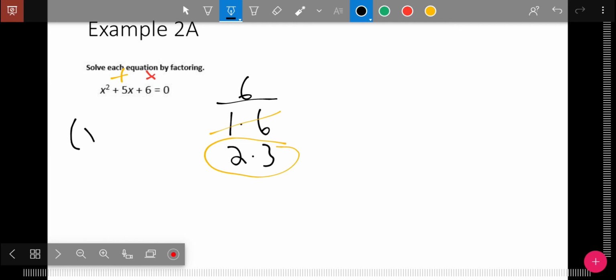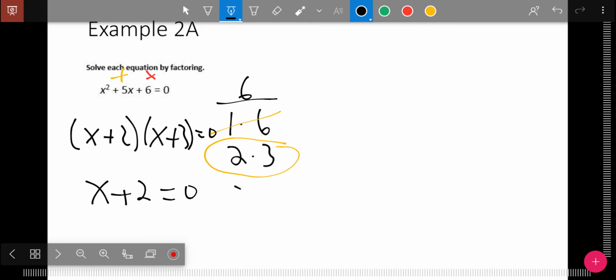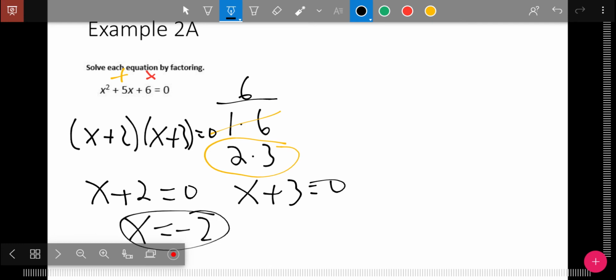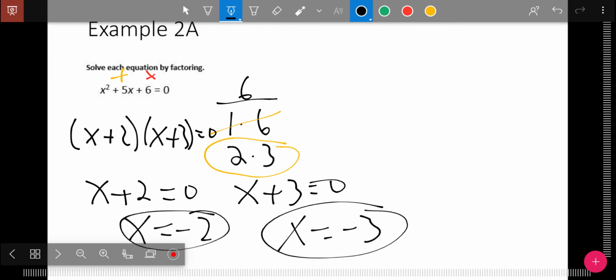And so my factored form here would be x plus 2, x plus 3 still equals 0. Again, now that I have it factored, I set each part equal to 0. And I get my two answers, negative 2 and negative 3, after I solve them both.